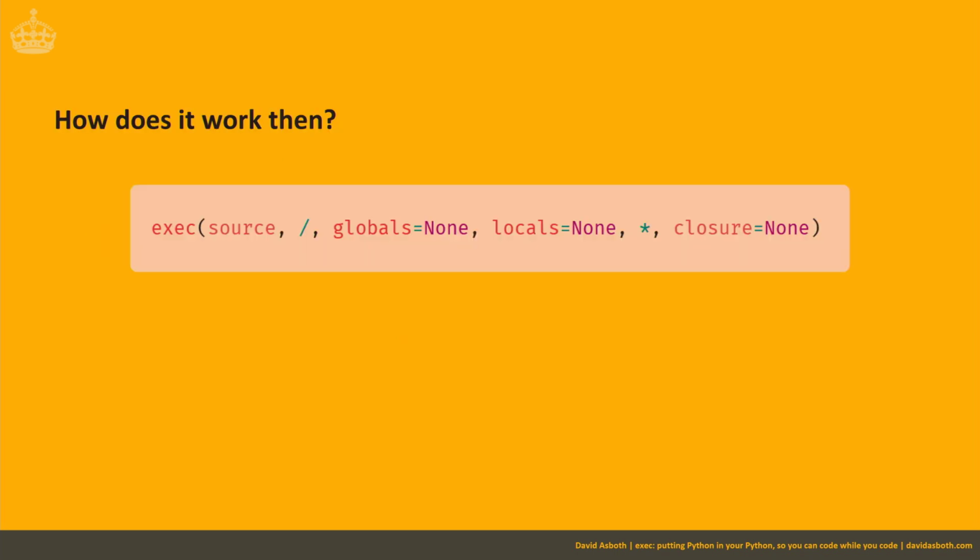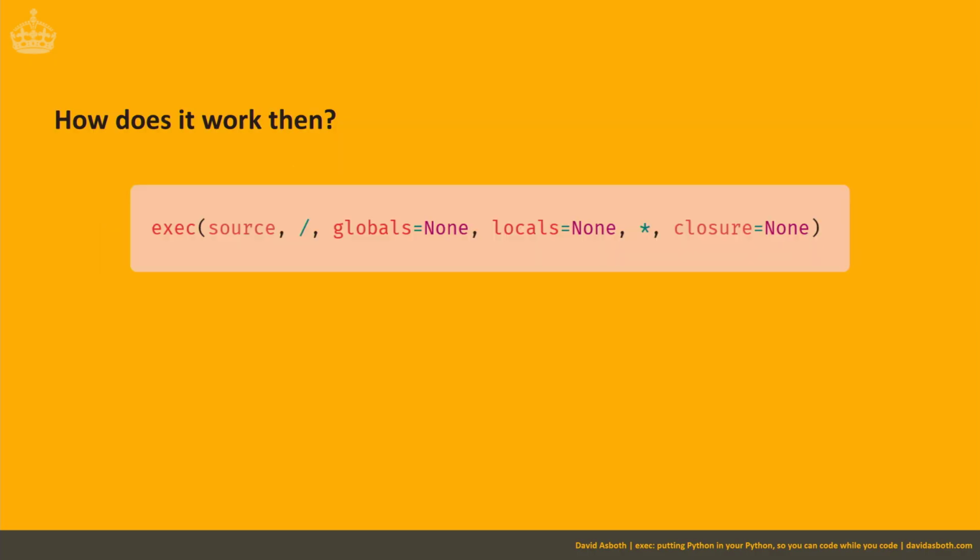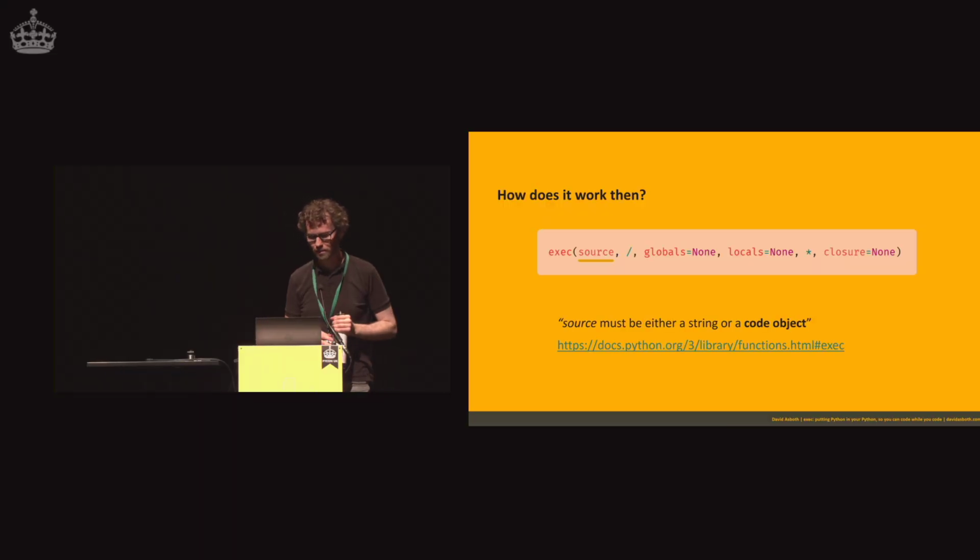We'll have a look at the function signature from the documentation. The first thing we see, which is the thing that we've been using, is that everything has defaults, which is why we could just pass a string and not bother with the other options. So the first thing we need to pass in is a source. Now, so far we've just been using strings.